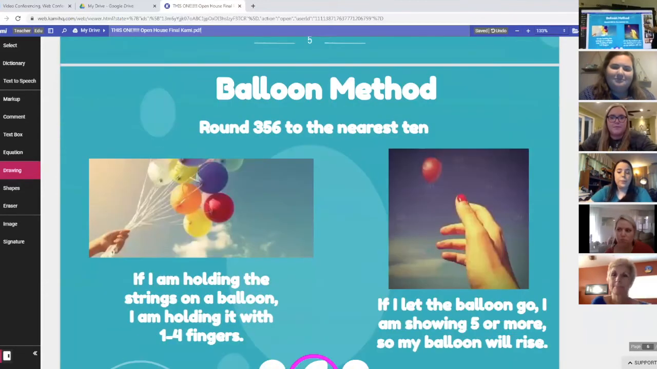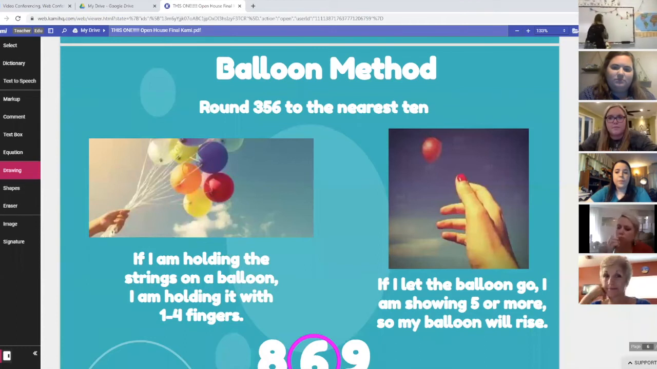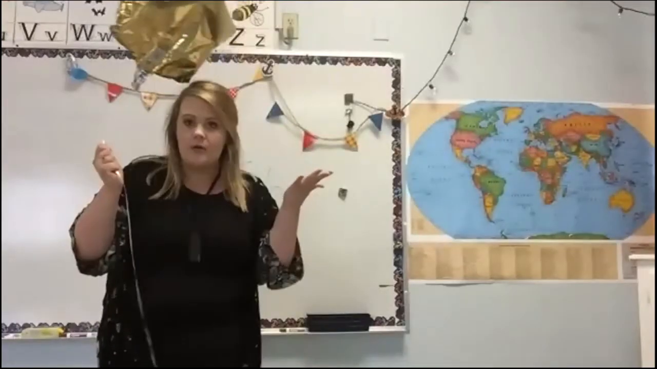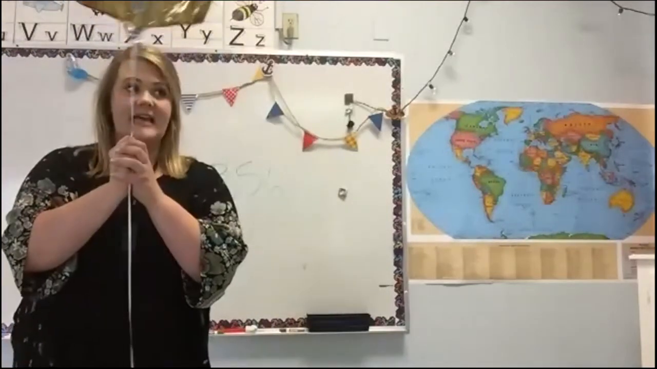And this is my favorite way. So let me grab my balloon. We're going to come over here. So I have a balloon in my hand, and we're going to be working with the number 356. Now, I am going to hold on tight to my balloon because I don't want it to blow away. So I have all 5 fingers and I'm holding on as tight as I can.